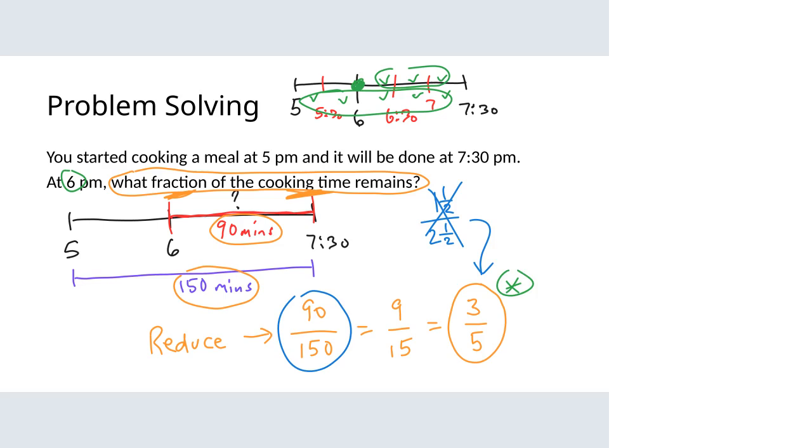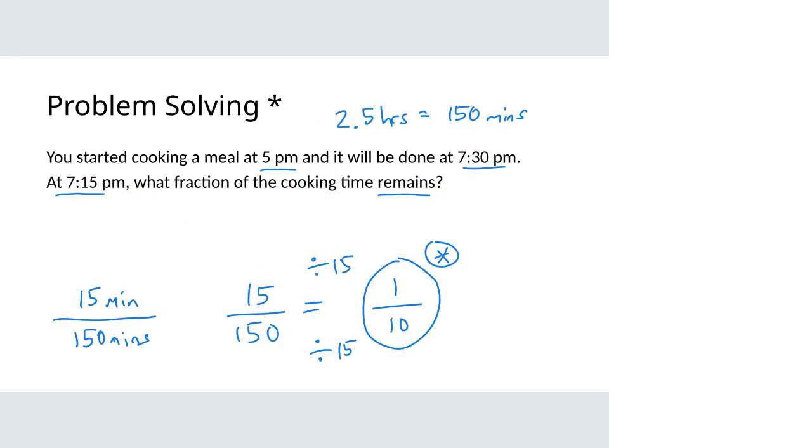A lot of times, way back at the beginning of the semester, we say there's often more than one way to do something. Writing it as a fraction and reducing is kind of what we're talking about in section 2.2. But because we've already talked about the length model, it shows up as a really useful tool here. It also could be useful in this one. If we go from 5 to 7:30, and it's 7:15 now, which means I've got to cut this up into 15-minute pieces.